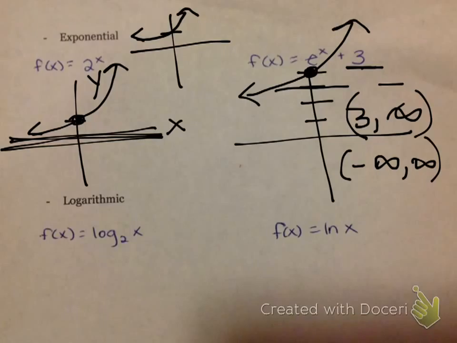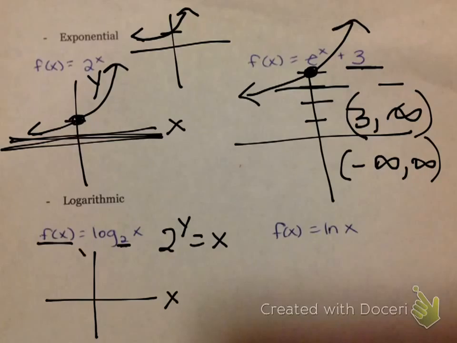So next we have our logarithmic graph. First we want to change this to exponential form. Remember, it's 2 to the y equals x. So this really turns into 2 to the y equals x, which then, if I plug 0 in for y, I get 1 for x. So I have an x-intercept, and it increases left to right if the base is greater than 1. It's going to decrease if the base was less than 1.